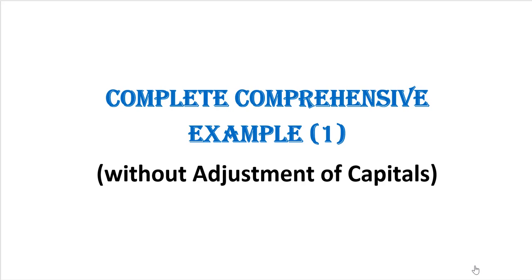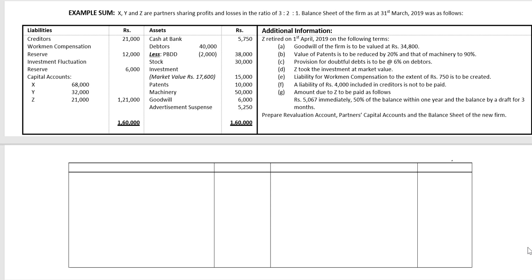Hi, this is the first complete comprehensive example without adjustment of capitals. The chapter is retirement of partner. Let's go to the example sum 1.